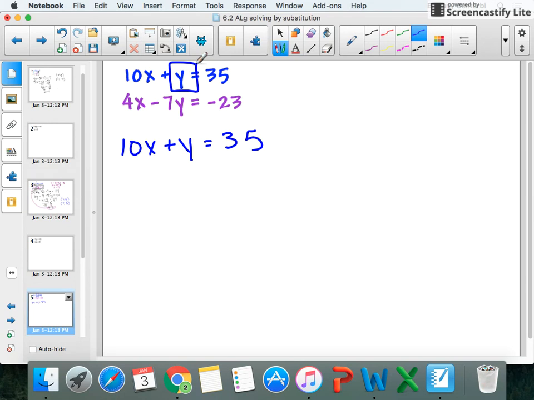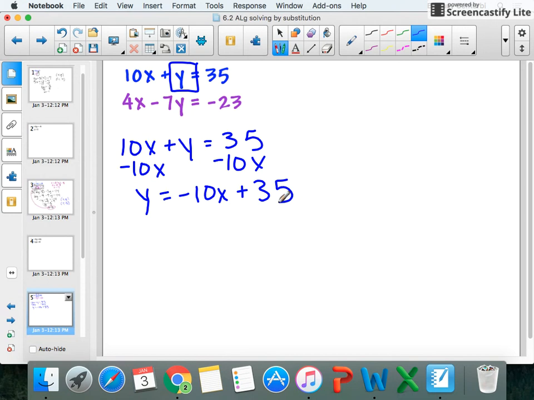Because in order to substitute, you have to have a variable completely by itself, so it has to either say x equals or y equals. So from here, you're going to solve for y, so we're going to subtract the 10x over. So you get y equals negative 10x plus 35.